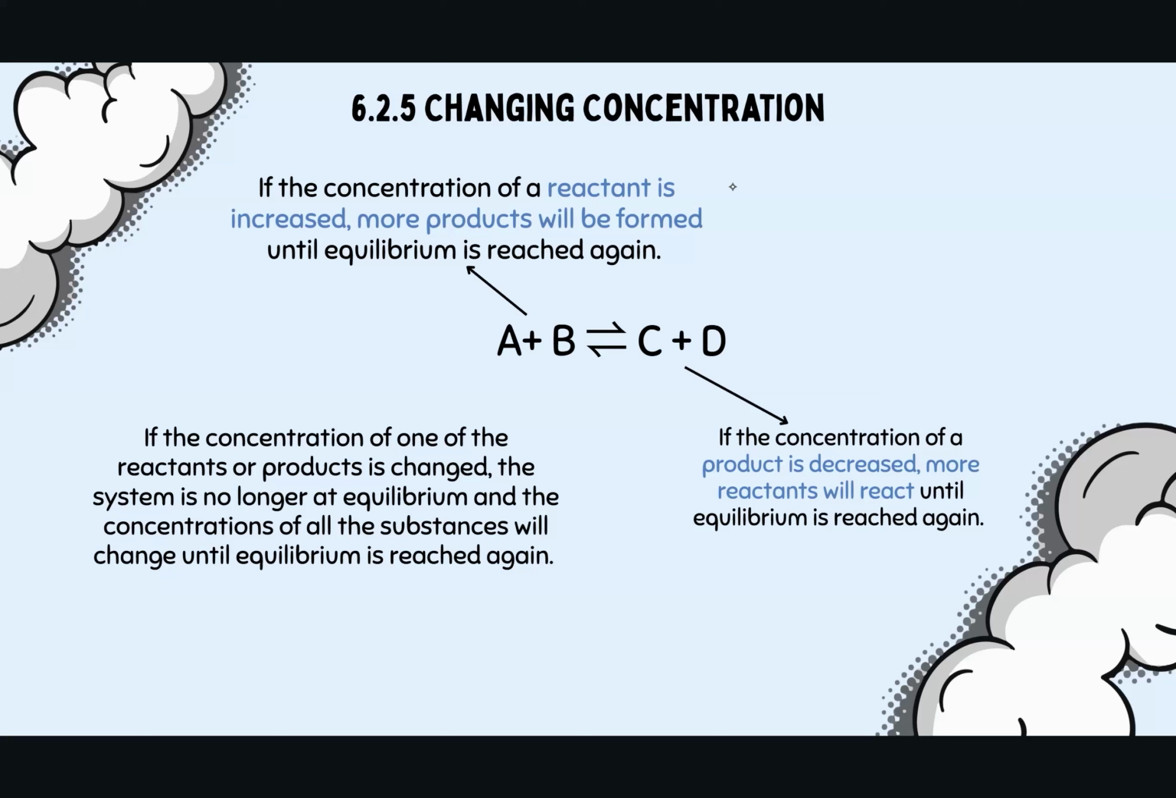So if the concentration of a reactant is increased, more product will be formed until the equilibrium is reached again. So now we're initially looking at change in concentration. So if you increase A, or if you increase B, the equilibrium shifts to the right. So we start to get more of C and D until we reach equilibrium again.